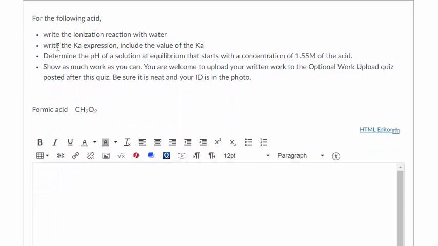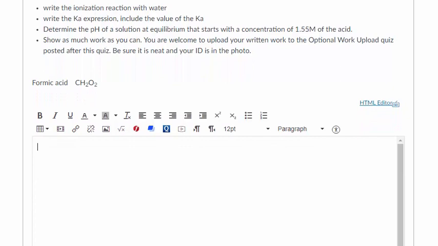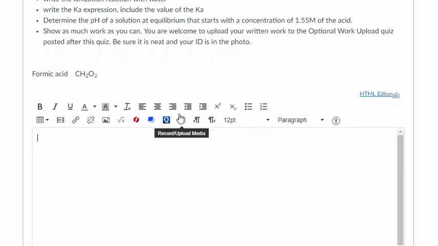Number 3, for the following acid, we're going to write the ionization reaction with water, the Ka expression, including the value of the Ka, and we're told to show as much work as we can. Now, the ionization reaction with water. So here we have formic acid, CH2O2. And it is okay if you want to come up here and copy this and paste it in.